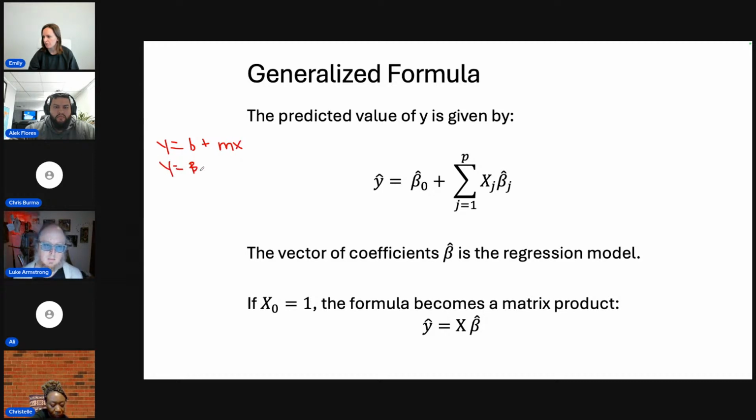We evolved our formula to be y equals beta sub naught plus beta sub 1 times x. What I'm suggesting is, what if we continue to expand this? Beta sub naught plus beta sub 1 times x sub 1 plus beta sub 2 times x sub 2 plus beta sub 3 times x sub 3. We can get a better model by adding more information to it.